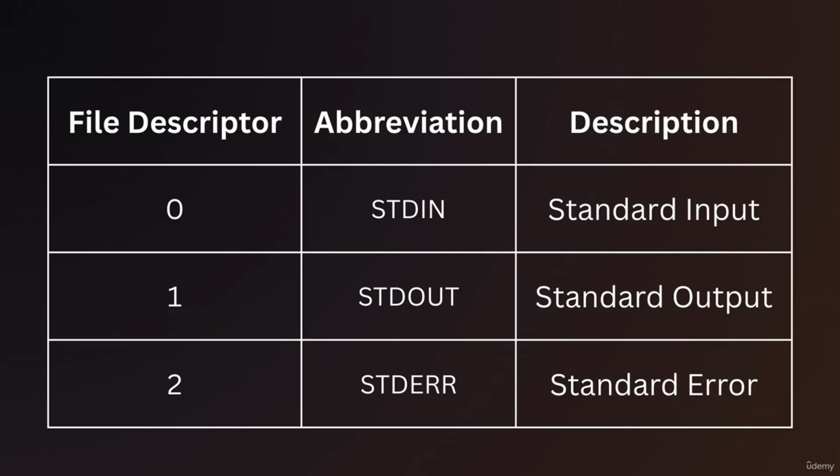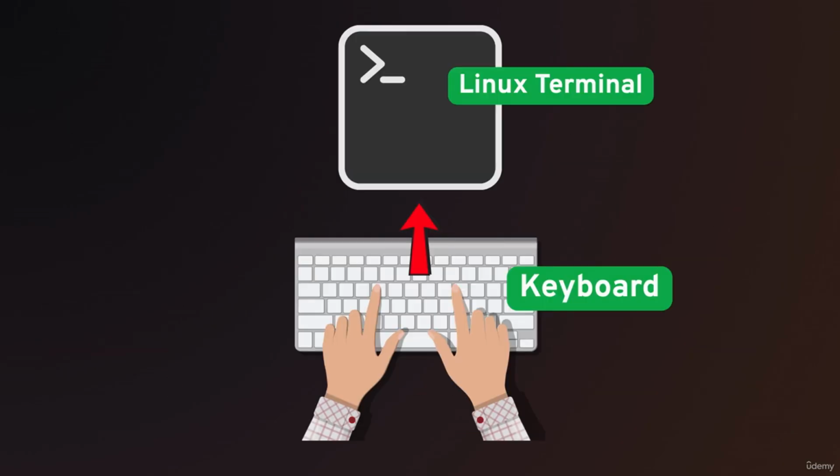Now, take for instance your Linux terminal. Where does it receive input from? That is via your keyboard, right? Whatever you type on your keyboard is what is displayed on the terminal. So the terminal receives input from the keyboard. That means the standard input of your terminal is the keyboard.